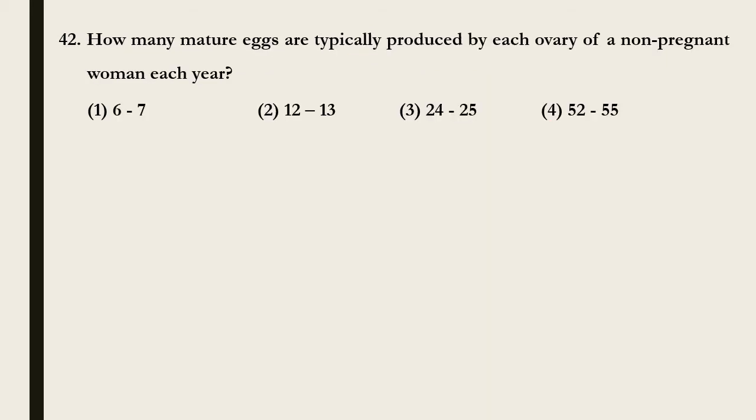Question number 42. How many mature eggs are typically produced by each ovary of a non-pregnant woman each year? In a non-pregnant woman, the menstrual cycle is common. The menstrual cycle occurs every 28 days in alternate ovaries. So it takes place alternately.